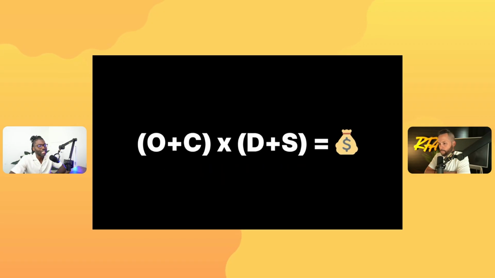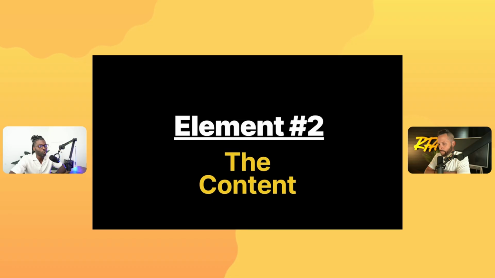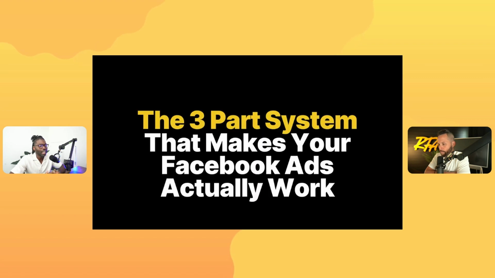Now, remember, last week we talked about the offer, the O in the equation, all right? And today we are focused on element number 2, which is the content, y'all. Now, content is a 3-part system that makes your Facebook ads actually work.